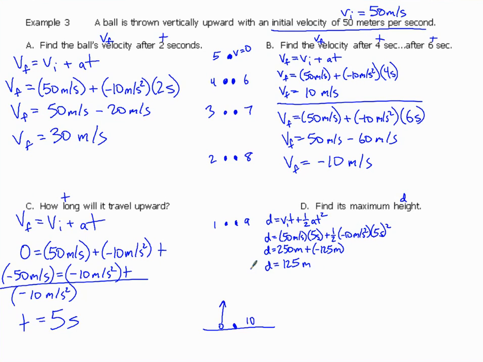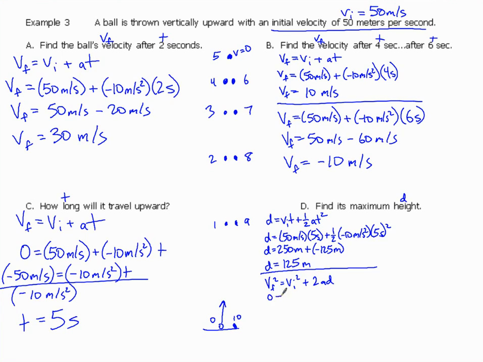Some other possibilities, you could use the formula, let's see, draw a line here. Second formula, final velocity squared equals initial velocity squared plus twice the acceleration times the distance. This one works because it includes distance in the formula. We know acceleration of gravity, we know the initial velocity, and we know the final velocity. The velocity at the peak is 0.